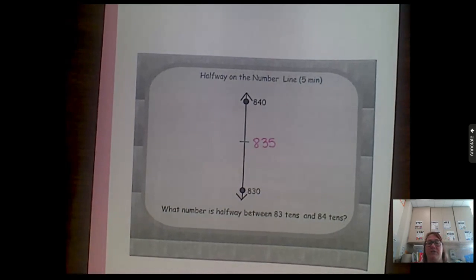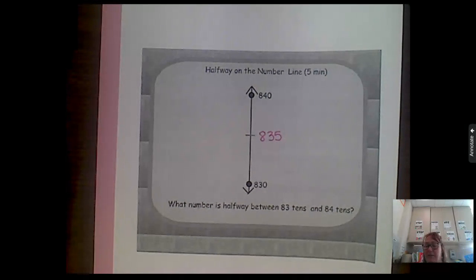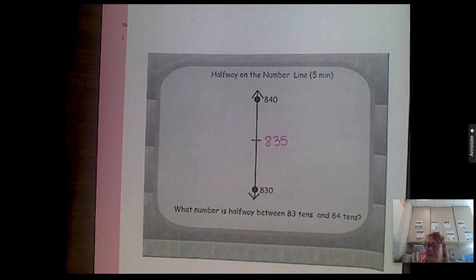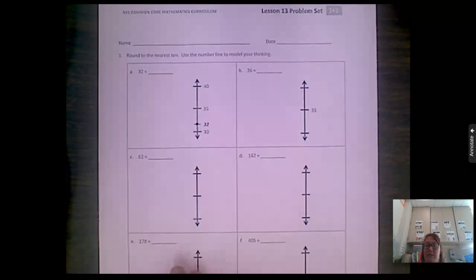So if you want to just try the first couple with me, and then if you want to try the rest on your own, and then be sure to check back in with me, okay? All right. So the first one we have is 32. And, well, I should read the directions. It says round to the nearest 10. Use the number line to model your thinking. So we have 32 as our first one.